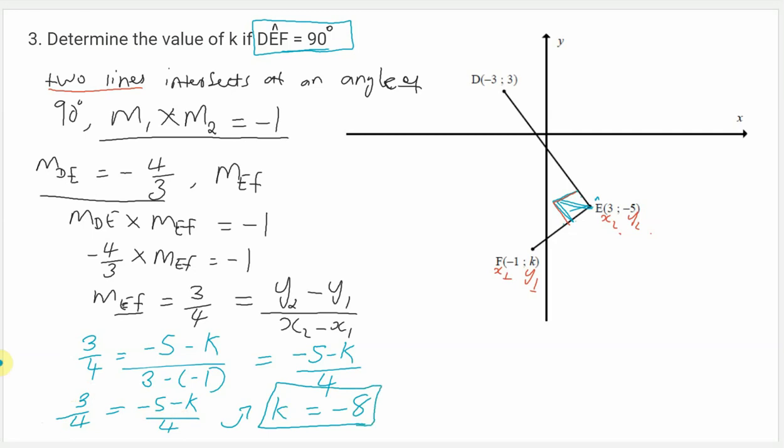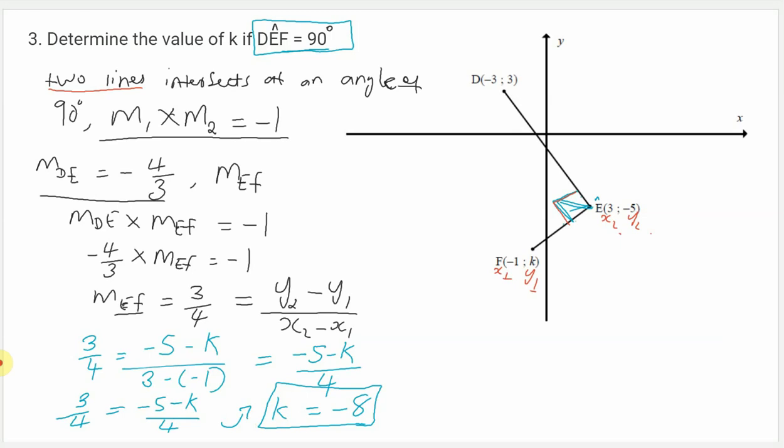Please try to do this fully, because I just used inspection from here to the answer. Okay, anyway, so now you can see that finding the value of k needed you to start by finding the gradient of EF, which in this case, they told you that these two lines intersect at an angle of 90 degrees. So you use this to find the gradient of EF, which we found is 3 over 4, and from there you write down your gradient formula, but at least now you know its value. So what you do is take this part and substitute your values in there, then you simplify them, and then from there you solve for k.